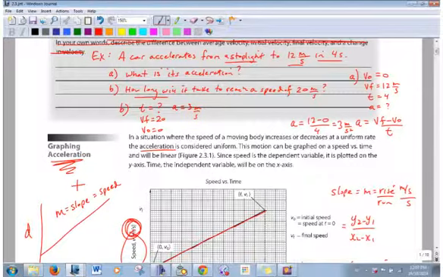Do you know what a change in acceleration is called? Jerk. I kid you not. J-E-R-K. Just like funny students.